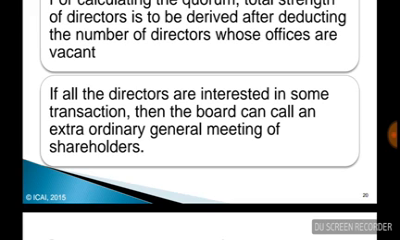Okay, and as I said, that notice of board meeting has to be given prior to 7 days period. And what has to be stated? Whether the agenda to be discussed, what are the things to be discussed in the board meeting, should be stated in the notice or not.